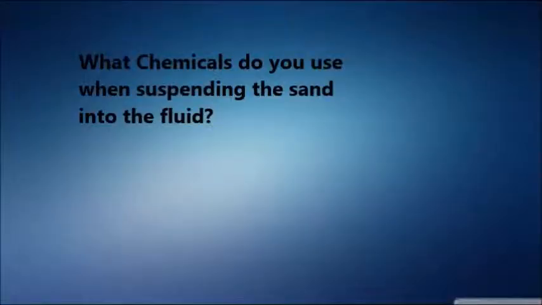What chemicals do you use when suspending the sand into the fluid? To do that, there's three main components. We have base gel, which is a high molecular weight hydrocarbon. There would be cross-linking agents, which are typically compounds that contain zirconium or boron, and that bonds the high molecular weight hydrocarbons to even longer higher molecular weight hydrocarbons. When that process occurs, it creates a lot of viscosity in the fluid, which is what carries the sand.